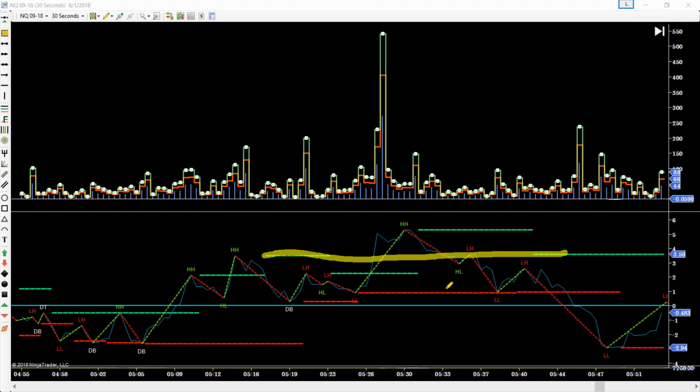My sister was the artist in the family. I have no artistic ability, as you can tell, but I certainly know what a trend line break looks like. There's your retest, and it took off again.